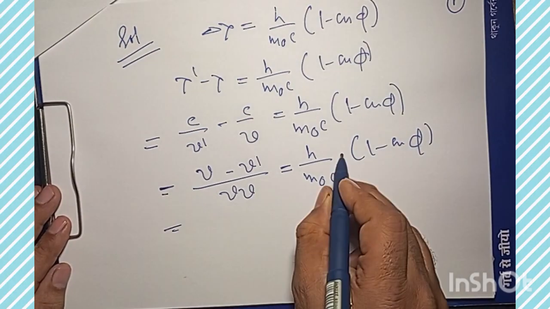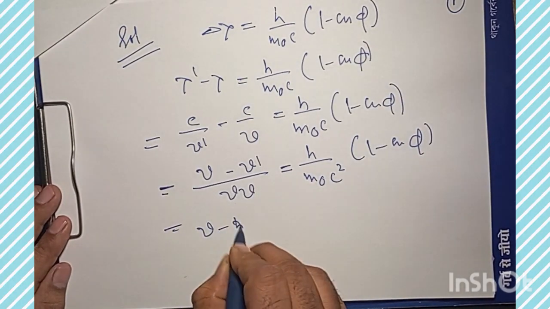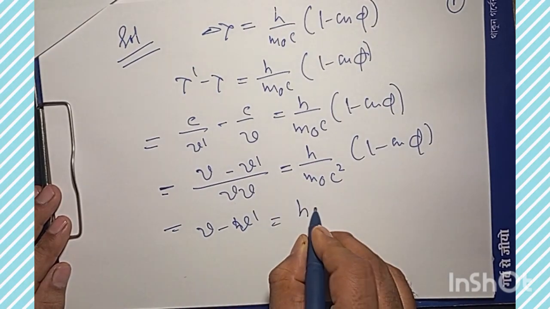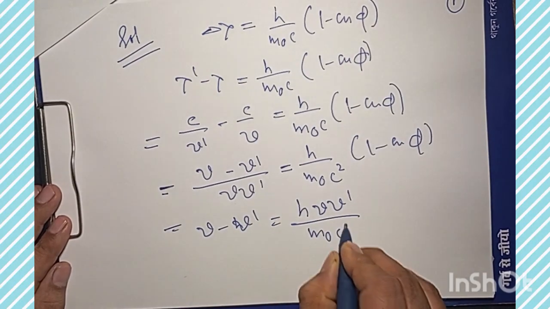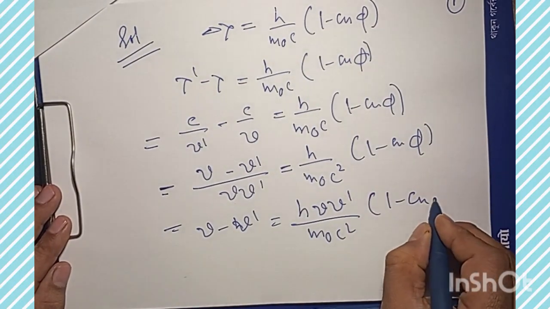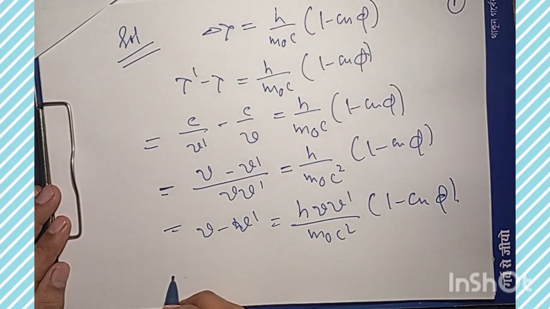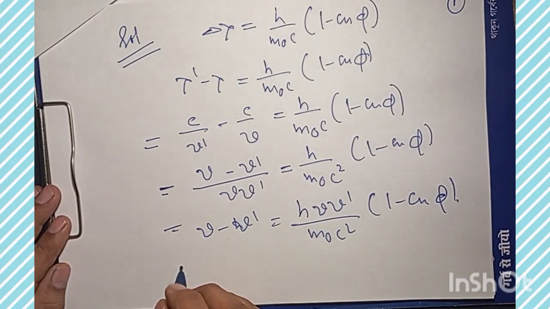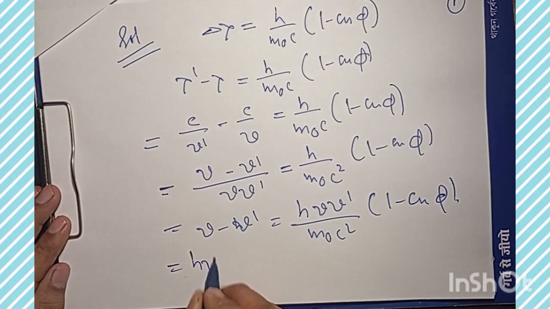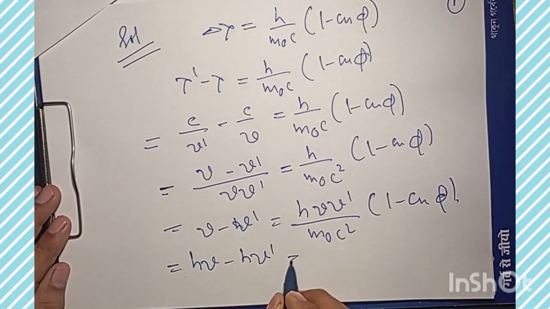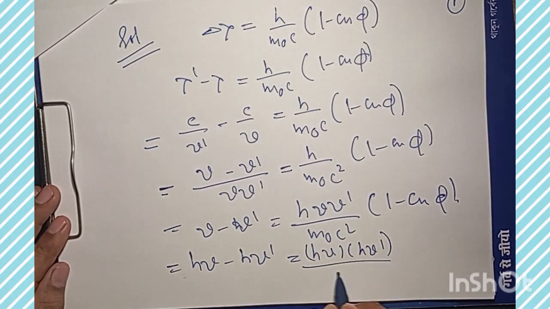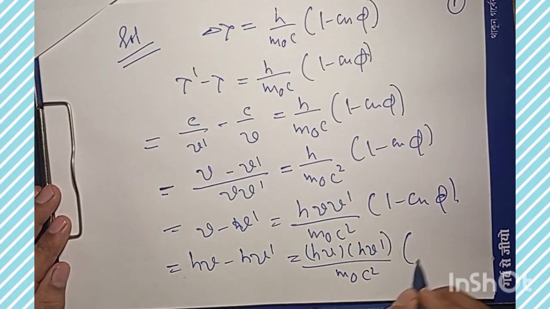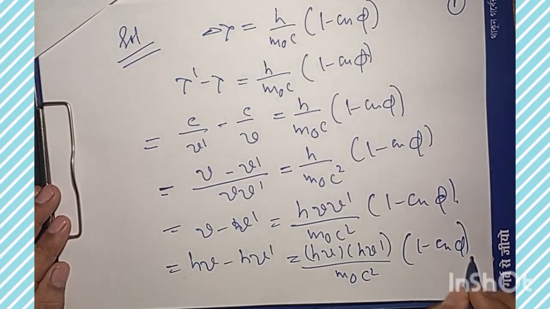Now we can take this across, so nu minus nu dash is h nu nu dash by m naught c square times (1 minus cos phi). Now we can think of multiplying both sides by h, so we have h nu minus h nu dash equals h nu times h nu dash by m naught c square times (1 minus cos phi).